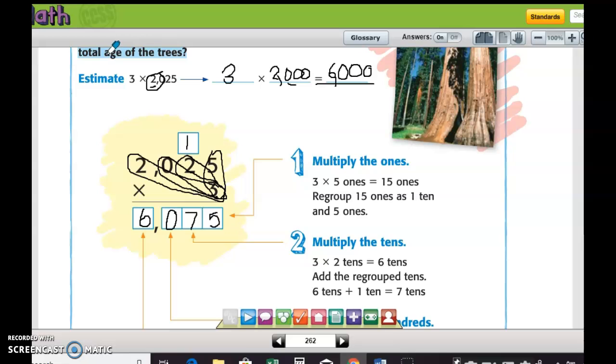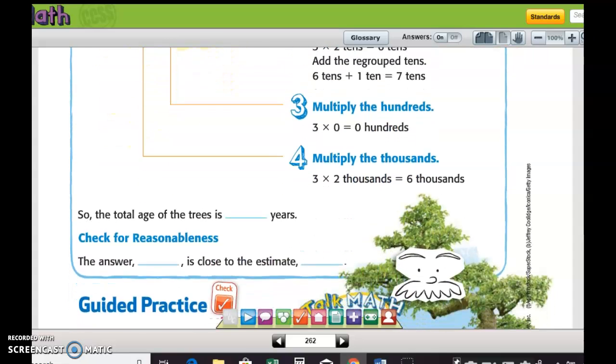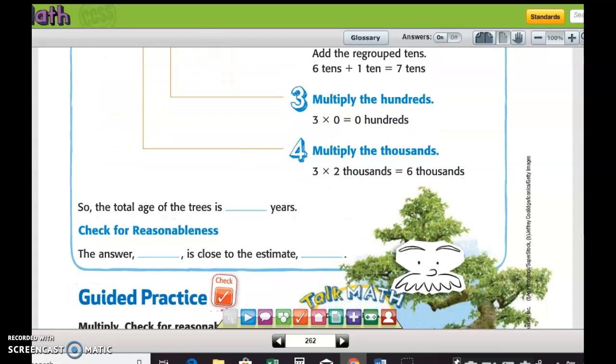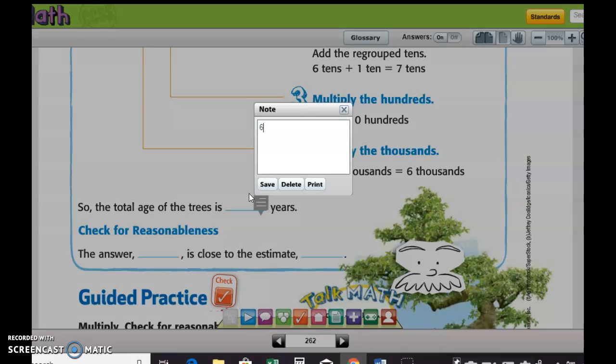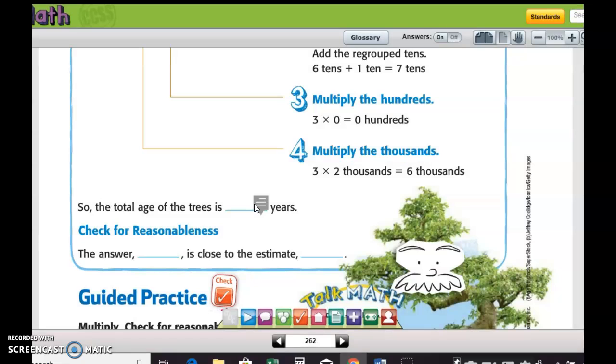6,075 is the age of the trees. So the age of the trees is 6,075 years. And as I talked about, that 6,075 is close to the estimate of 6,000.